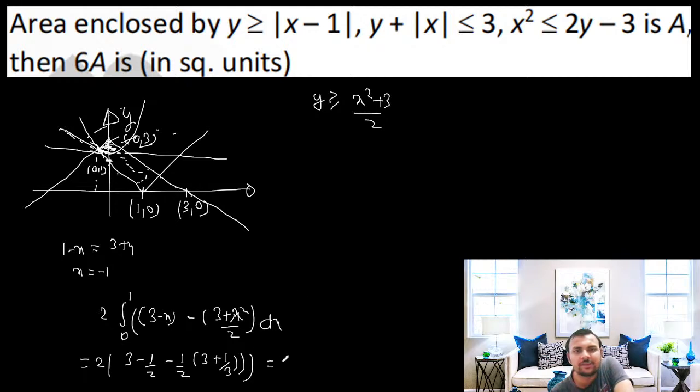So normal calculating, it is 2, 3, minus 2, minus 1 by 6, 5 by 3. So this is A. Capital A is 5 by 3, 6A is 10. We got the answer.